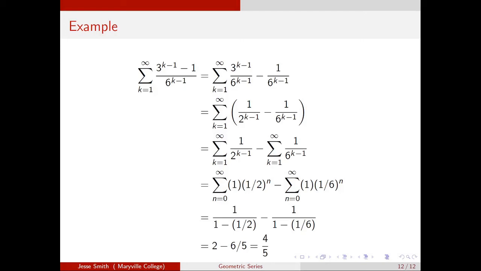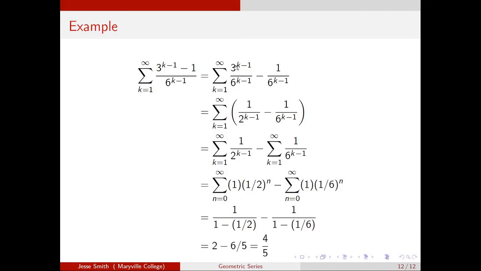So if I look at this weird example here, I've got the sum from k equals 1 to infinity of a beautiful looking fraction. But if I work with that fraction, separate it into the difference of two fractions, I get 3 to the k minus 1 divided by 6 to the k minus 1, minus 1 over 6 to the k minus 1. All of this is in the summation. All of this is still in the sigma notation.